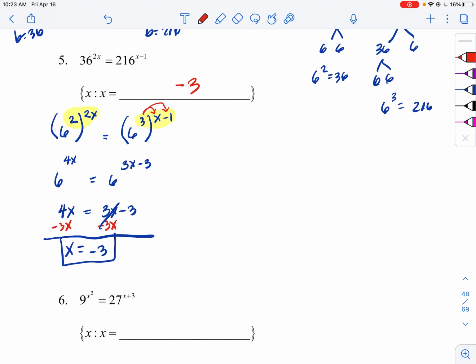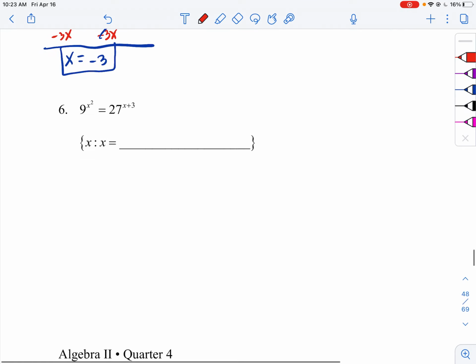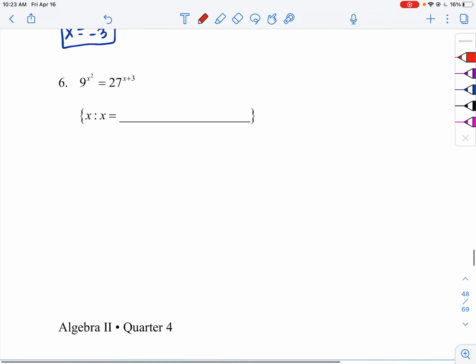Okay, moving on. Number 6. This number 6 looks difficult. Let's see if it is, because we have an x squared. That means we have to factor or use the quadratic formula or completing the square, whatever that is. Okay, let's start. They don't have the same base, yeah? We have a base of 9 and a base of 27.